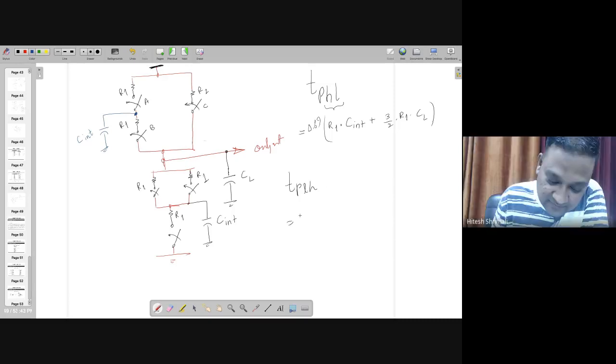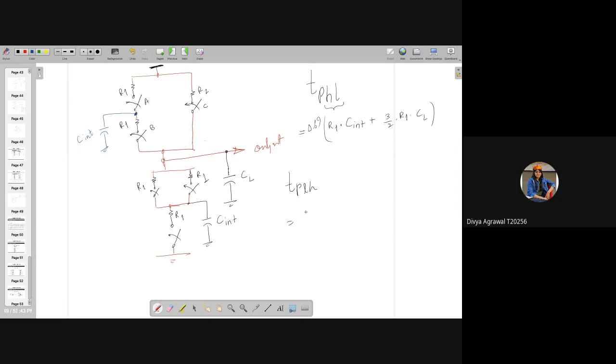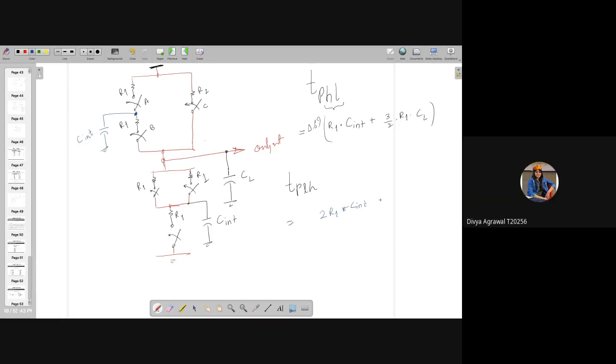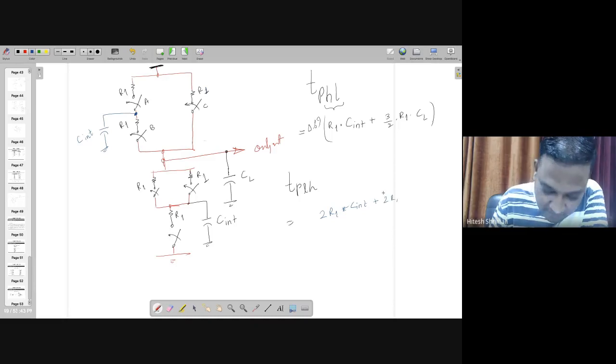So now tell me. R1 into C internal. Twice R1 into C internal. You are saying 2R1 times C int. Okay, then plus 2R1 parallel to R2 into CL. 2R1 in parallel to R1 into CL. Is it correct, right? Or is something a problem? I'm not sure, sir.